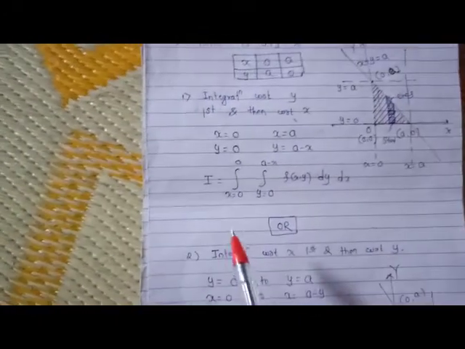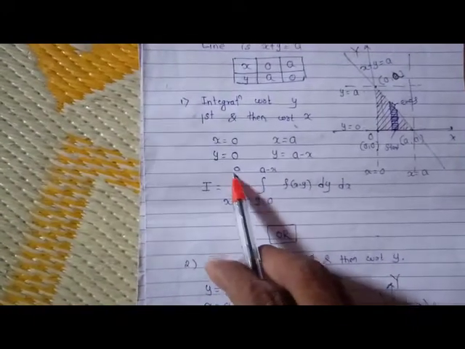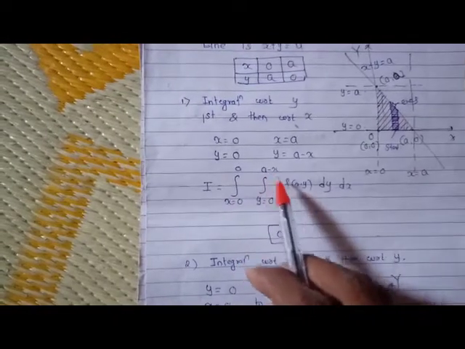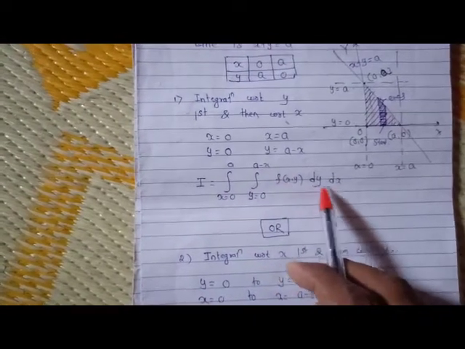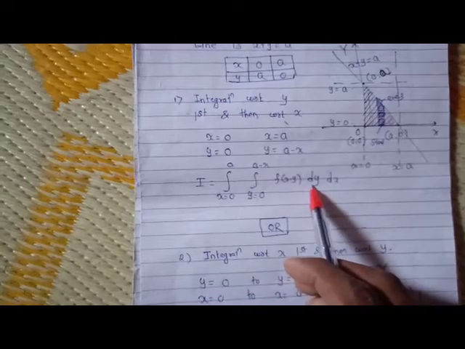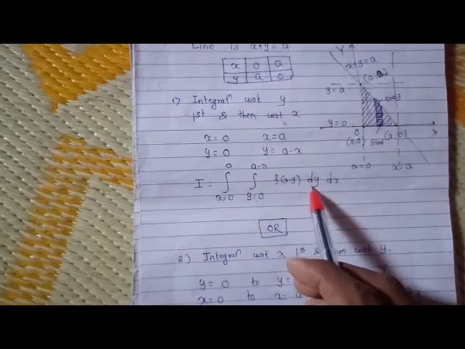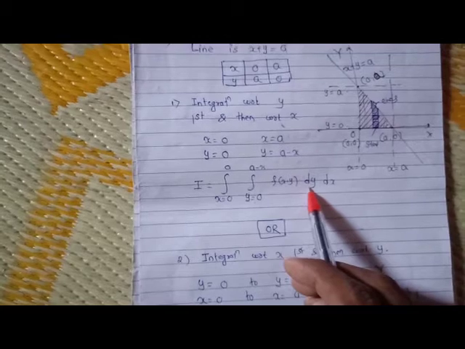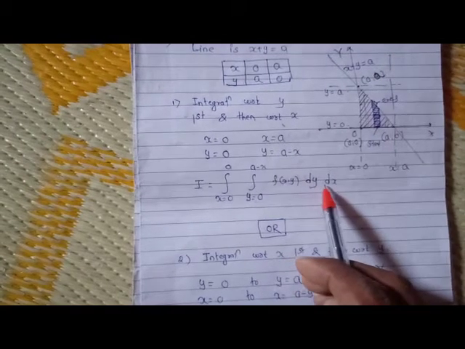So the integral will be like this: x equal to 0 to x equal to a, y equal to 0 to y equal to a minus x, and then the integration of f of xy dy dx. Integration with respect to y first, therefore dy. Whenever we are integrating with respect to y, x will be constant, then y will be removed, and then we will get the single integral.